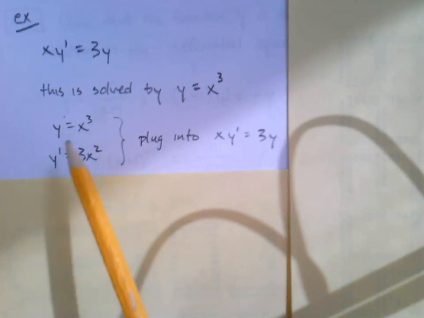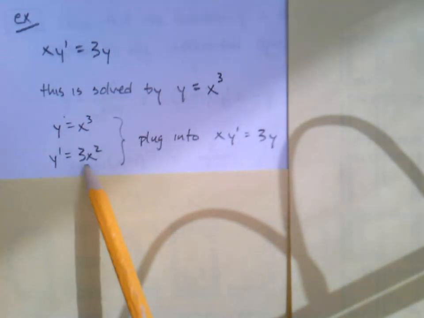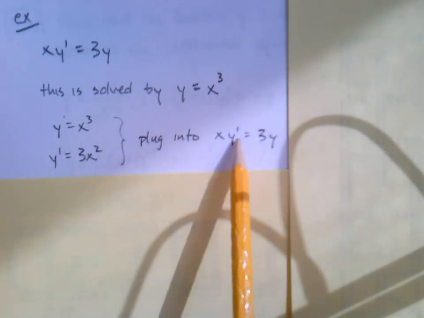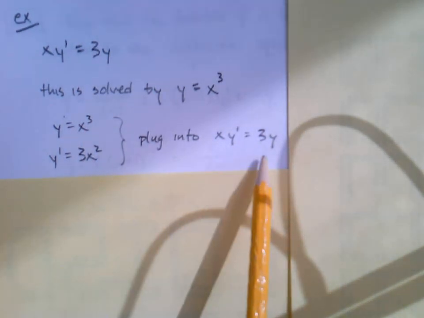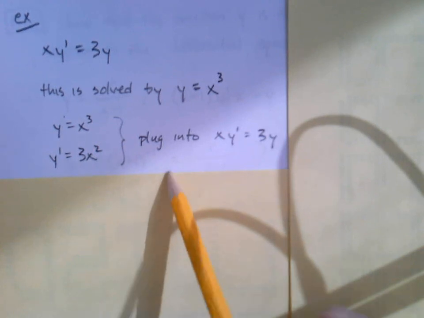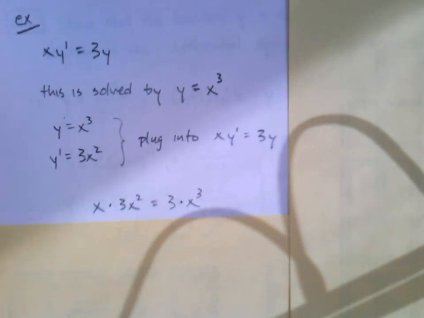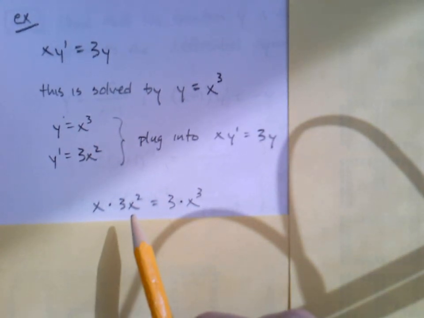So y equals x to the third, that means its derivative y prime is 3x squared, right? So we're going to take both of these and plug them in where we see y and where we see y prime. And it's going to lead to a true statement. Again, this is so simple, it might be confusing.